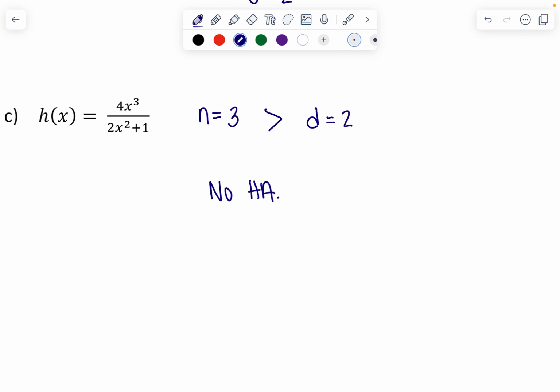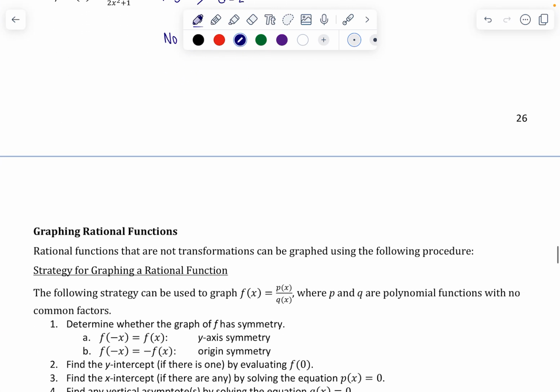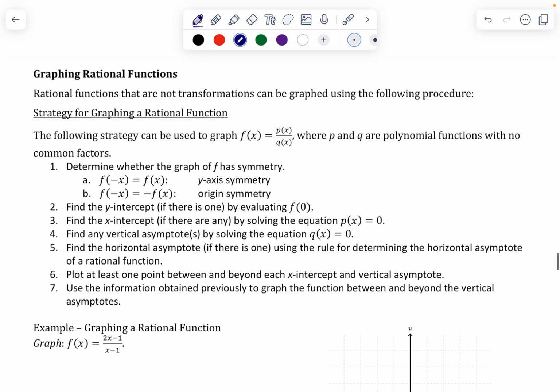All right, now we're going to combine all of that together and add a few more things in. When we're graphing rational functions, we're going to go through these 7 steps. Some of them we're going to be a little bit more detailed on than in the past. First, determine whether the graph of f has symmetry. We're going to plug in f of negative x and simplify and see if we get back the original or get back the opposite.